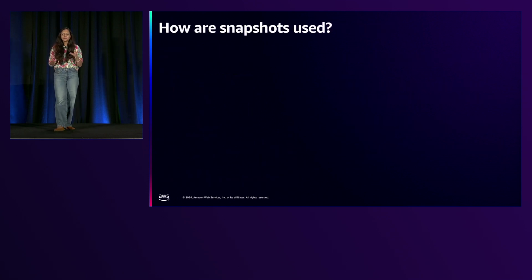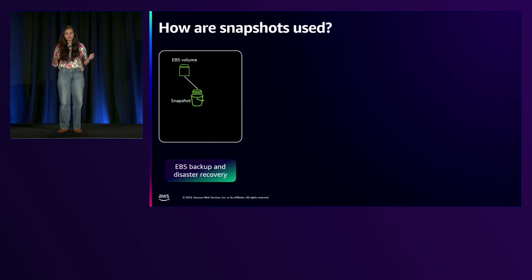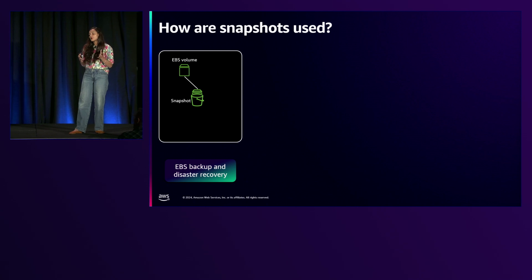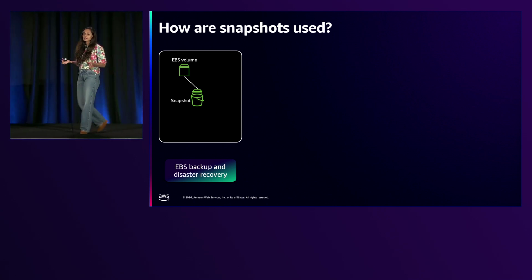So there are four main use cases for which our customers use snapshots. The first one, and the primary one that most of you might be familiar with, is backup and disaster recovery. Customers will back up the data in their EBS volumes using snapshots. They might also copy that data to other regions or accounts for disaster recovery purposes.